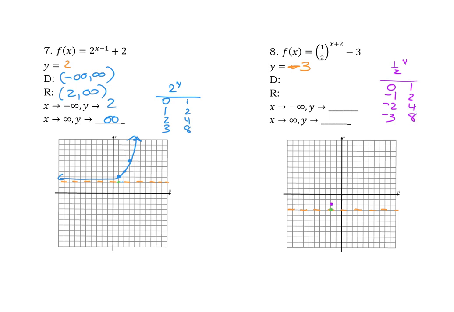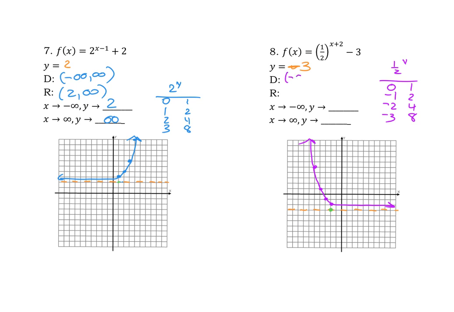So 0, 1. Go back to that green dot, 0, 0. Go over 1, up 2. Back to 0, 0, over 2, up 4. Back to 0, 0, over 3, up 8. I start at those points, hit that pivot point, and hover above the asymptote.